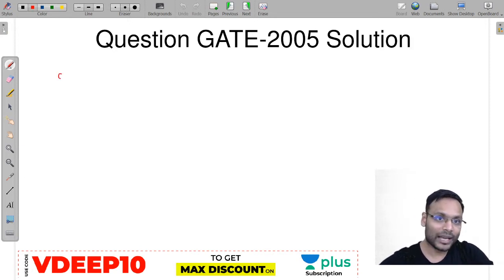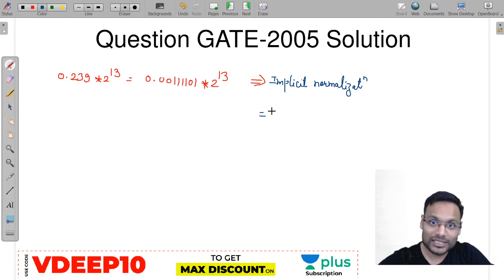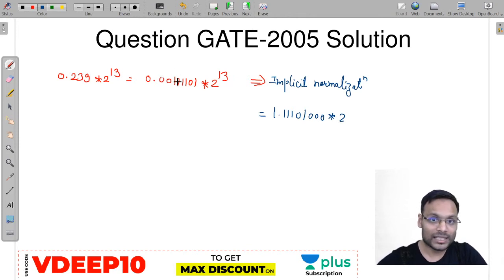Okay, let's do that. So we will be having 0.239 into 2 power 13, which was 0.00111101 into 2 power 13. Now I am going to go for implicit normalization. कर दीजिए implicit normalization. When you go for implicit normalization, it will be equal to how much? 1 point something, 1.11101 and 3 times 0 into 2 power this smaller number. I am shifting towards larger number. I have to multiply by 2 power minus 3 into 2 power 13. So it becomes 1.11101 3 times 0 into 2 power 10.